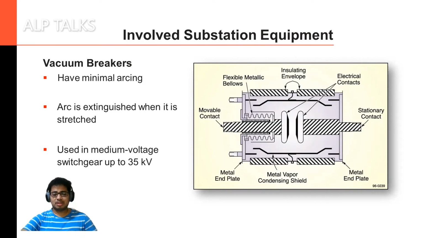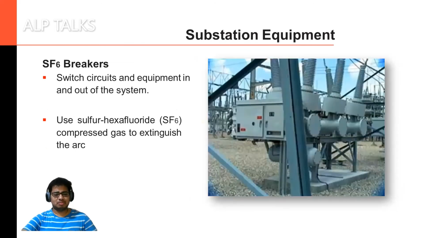So based on the signal it receives, the mobile contact will move. This will have minimal arcing, as the vacuum is far better. Arcing is extinguished when it is stretched. Used in medium voltage switchgear, generally up to 35 kV, we will use this vacuum circuit breaker. Beyond that, 36 kV or 33 kV, SF6 breakers are more important.